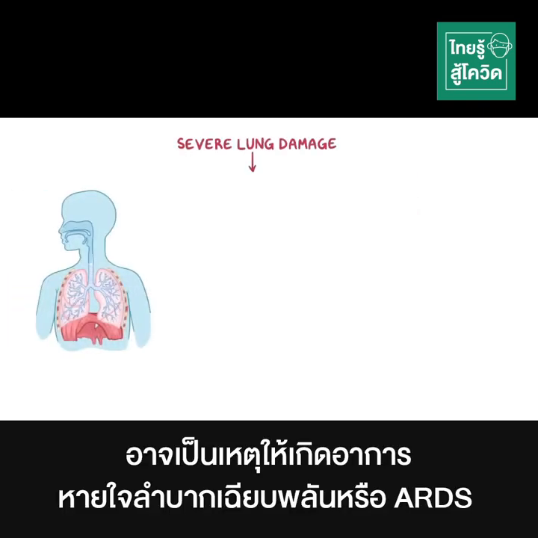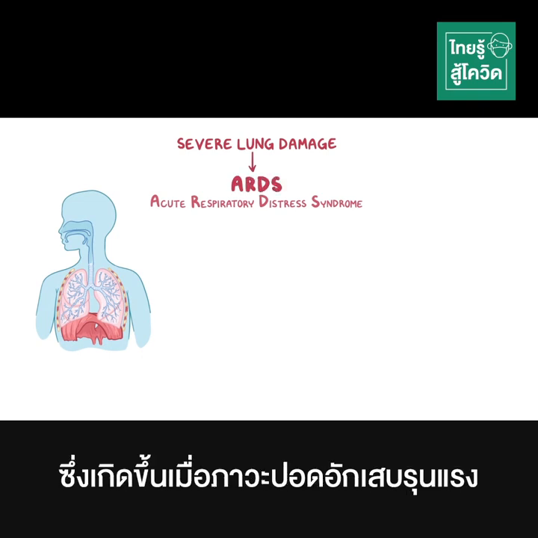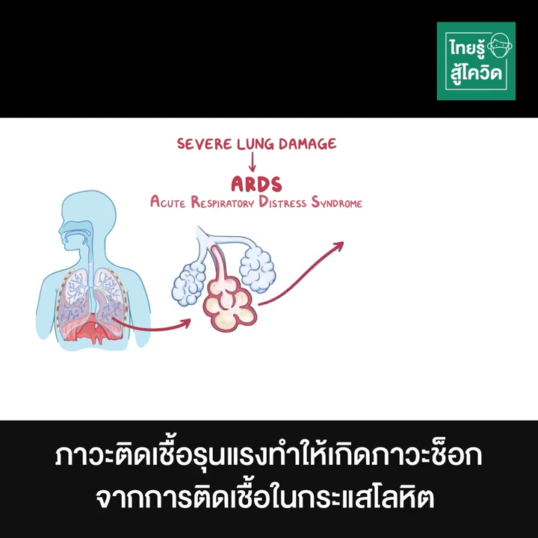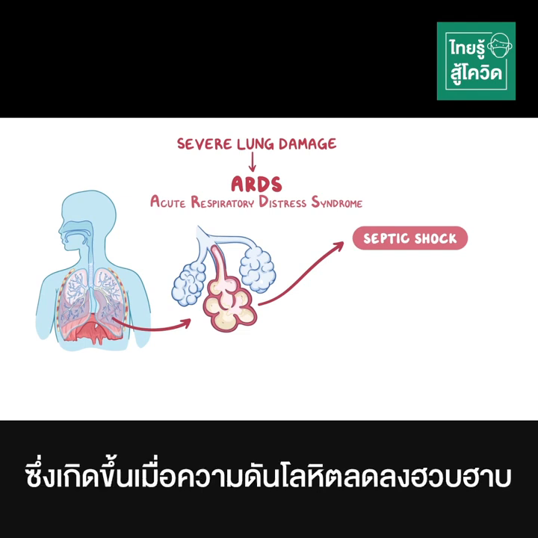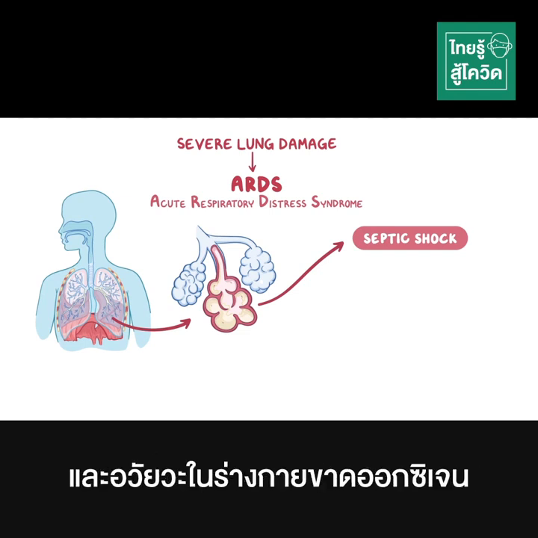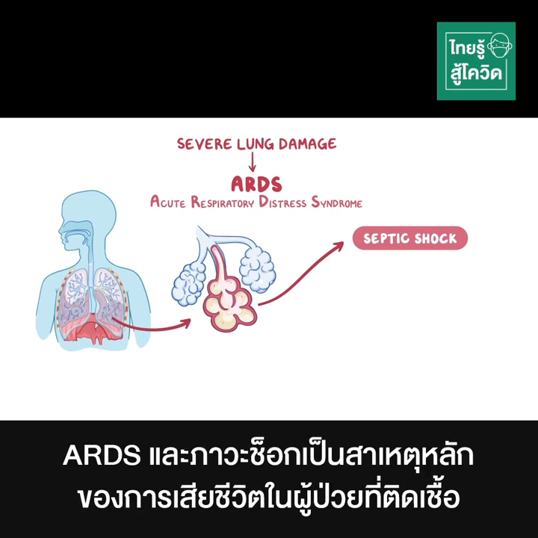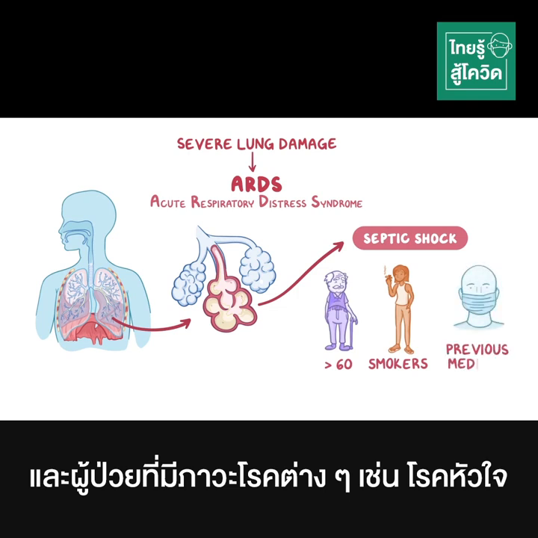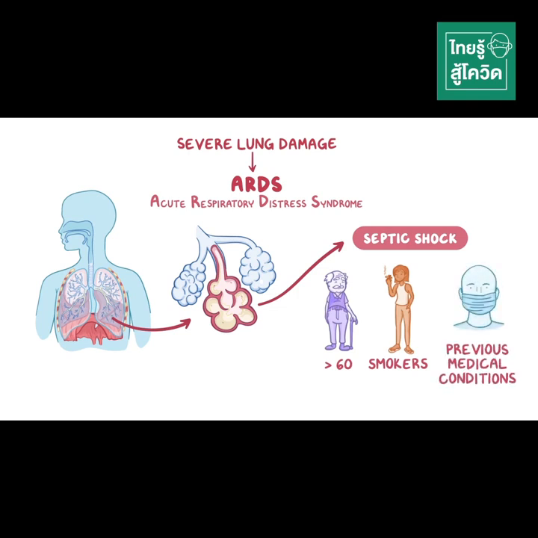Severe lung damage can cause acute respiratory distress syndrome, or ARDS, which occurs when the lung inflammation is so severe that fluid builds up around and within the lungs. The severe infection can cause septic shock, which happens when the blood pressure falls dramatically, and the body's organs are starved for oxygen. ARDS and shock are the main cause of death for people with the infection. And again, this is most likely to occur in those over the age of 60, smokers, and people with other medical conditions like heart disease.